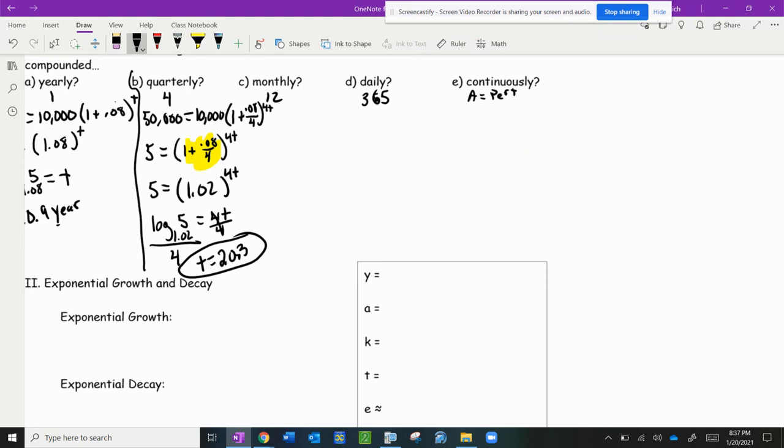And I'm going to assume that you can do monthly by just substituting 12 in for the 4s, and doing daily by substituting in 365 for where my 4s are.